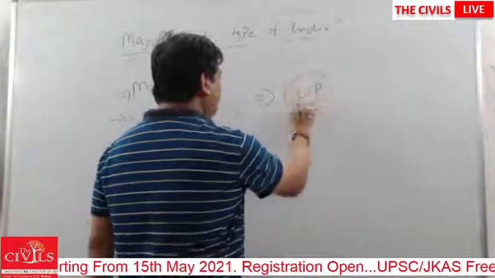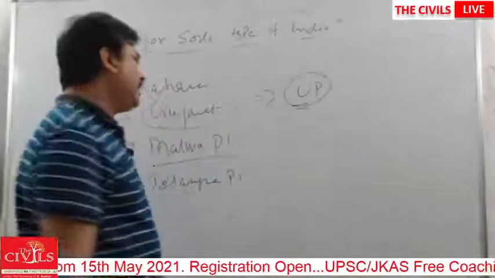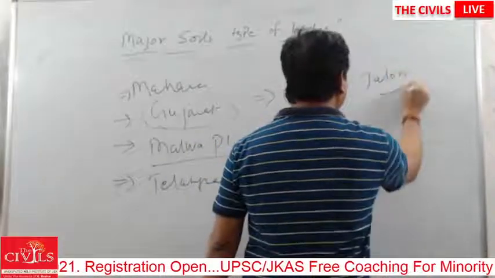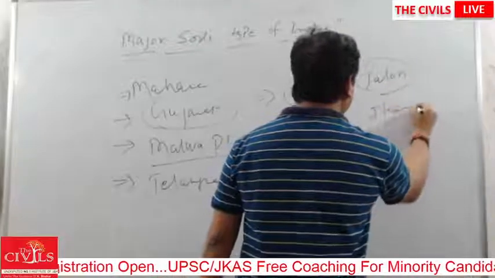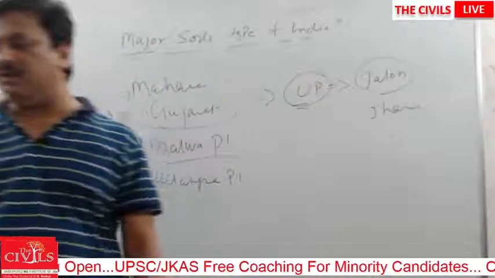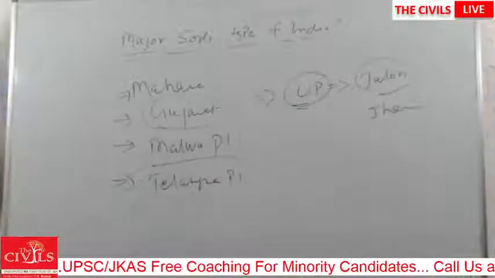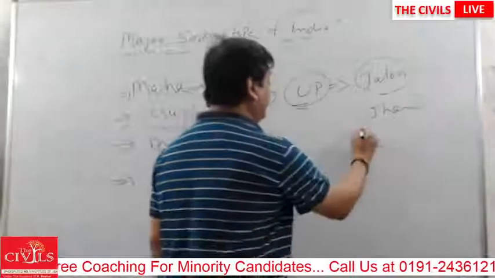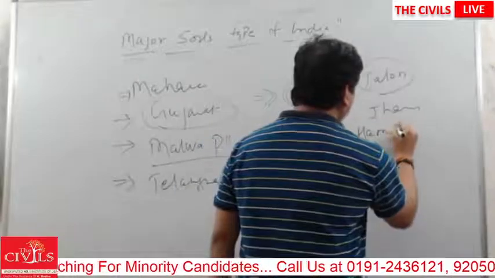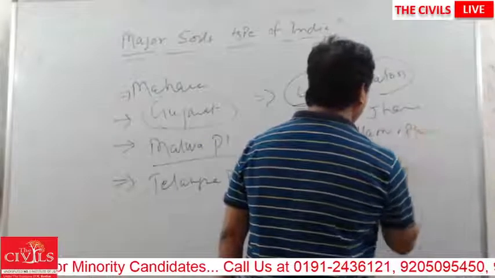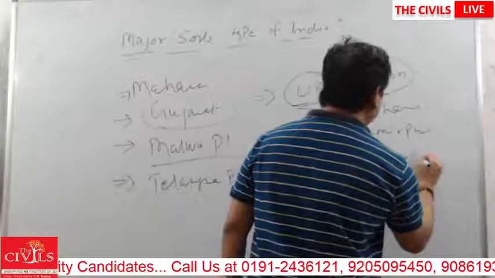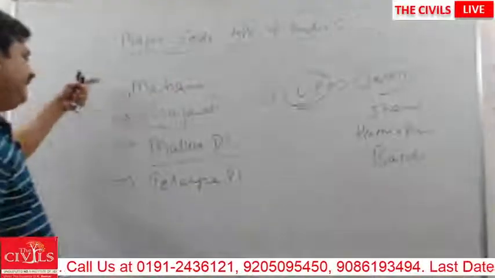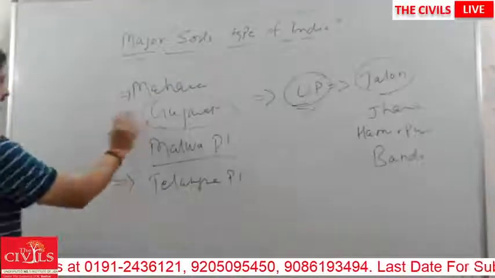In UP, this soil is found in Jalaun, Jhansi, Banda and Hamirpur. This is very important. So in UP this is found in Jalaun, Jhansi, Hamirpur and Banda.